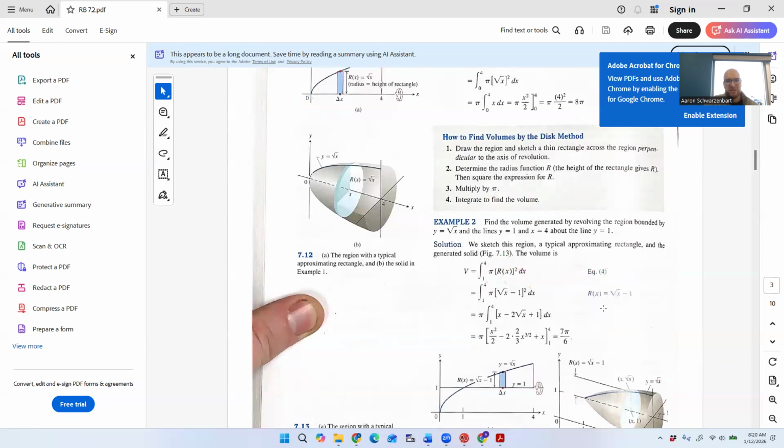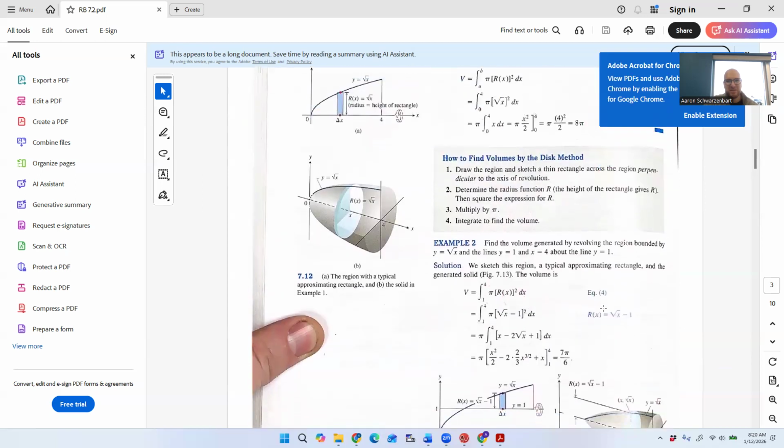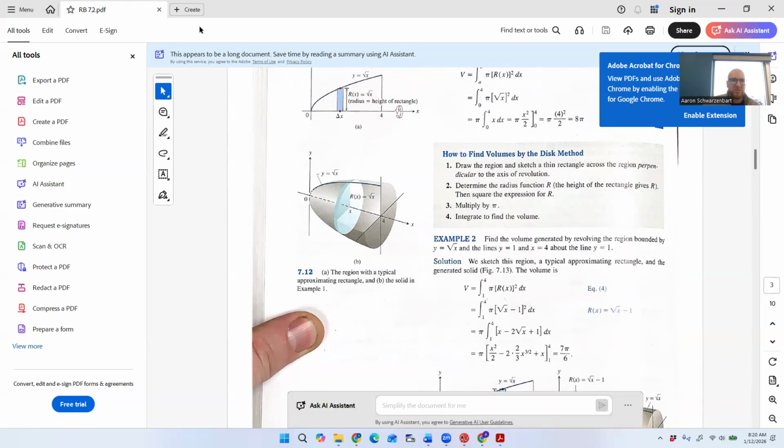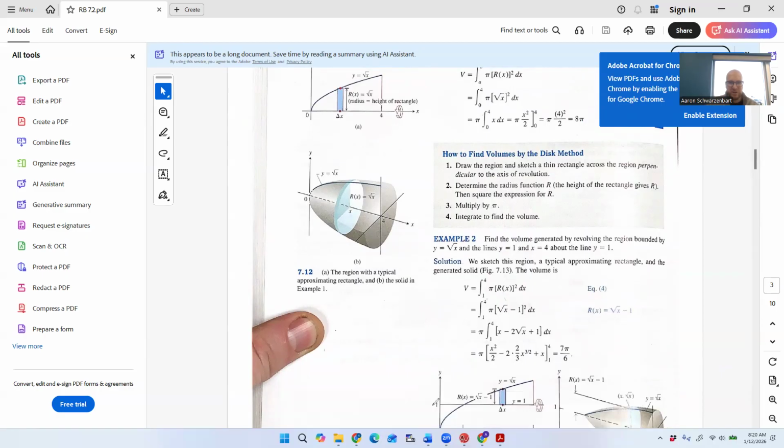So this is called the disk method. Now we find the volume generated by revolving the region bounded by the square root of x, the lines x equals 4, and y equals 1. So we're revolving around y equals 1 instead of the x-axis. We're looking at this. This intersects at 1, 1.